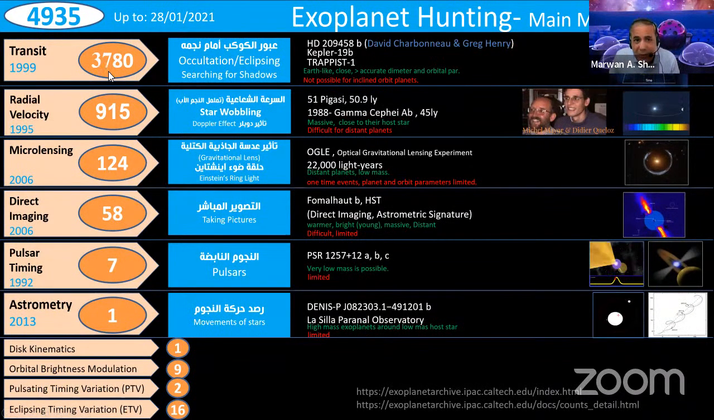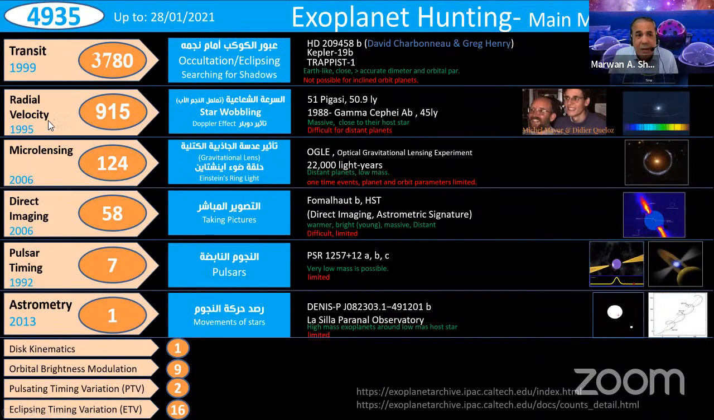The transit, we found about 3,780 exoplanets by this method, which is actually based on occultation, eclipsing, when the planet comes in front of its parent star.